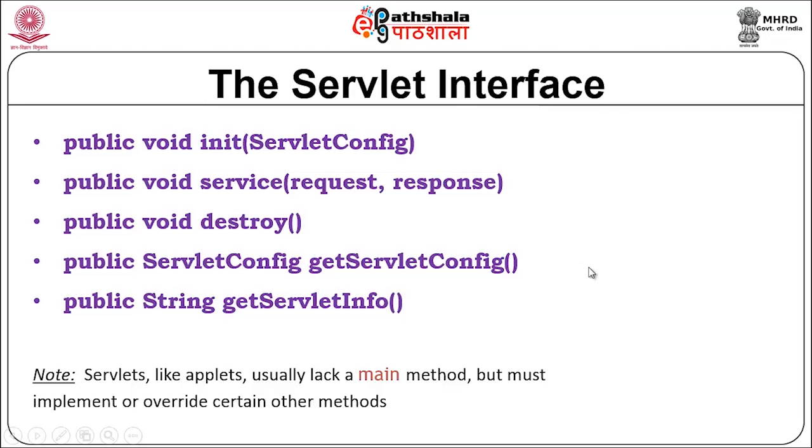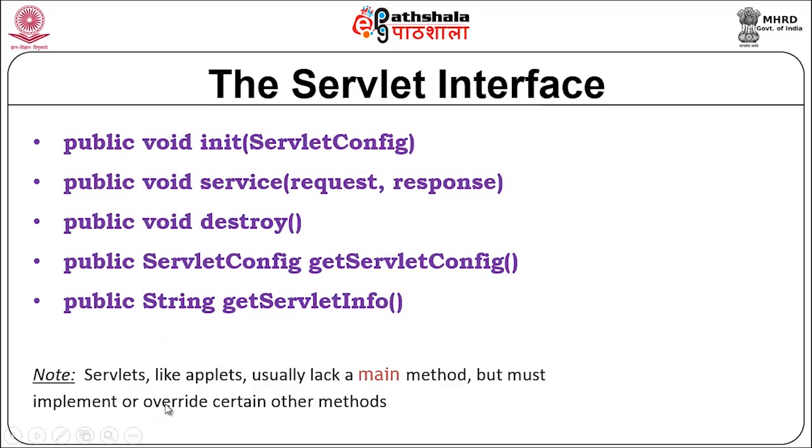As I told you, this Servlet interface provides the lifecycle methods of the servlet. The lifecycle methods of the servlet consist of the methods init, service and destroy. Other than these 3 lifecycle methods, we have the method getServletConfig, which returns the ServletConfig object, and another method called getServletInfo, which returns the servlet information as a String object.